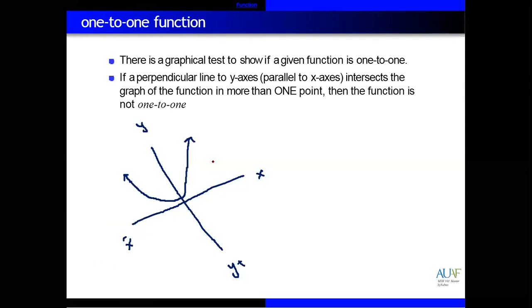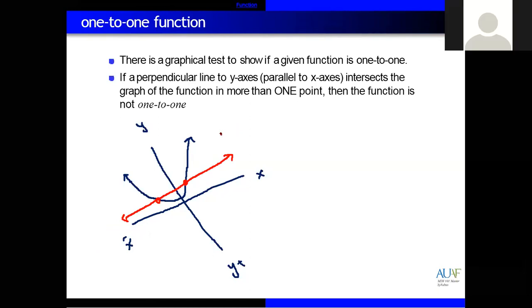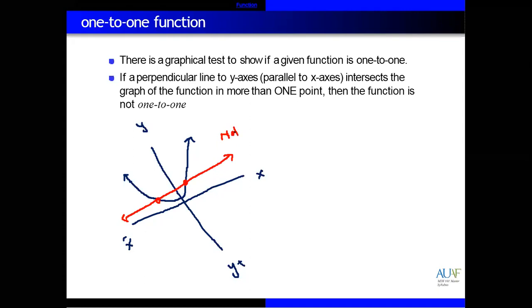So same, we need to draw a line. That line will be perpendicular to the y-axis or parallel to the x-axis. In this case, you need to draw this line on the graph. If this line, a line parallel to the x-axis or perpendicular to the y-axis, touches the graph at two different points, this means it is not a one-to-one function.